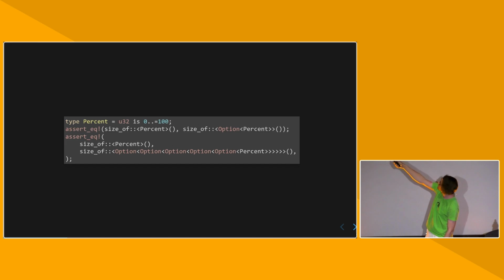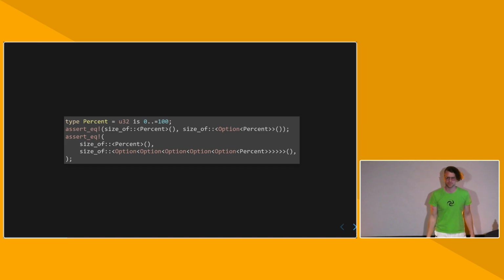You have the size of Percent. I don't know what the size actually is, probably 4. And the size of the Option of Percent is the same size. And this stacks. This is the same size as the original Percent. And this size optimization is really useful, especially if you're doing interop with other languages, which have non-null values randomly everywhere. So if you want to use nice Options and stuff, that's really helpful.